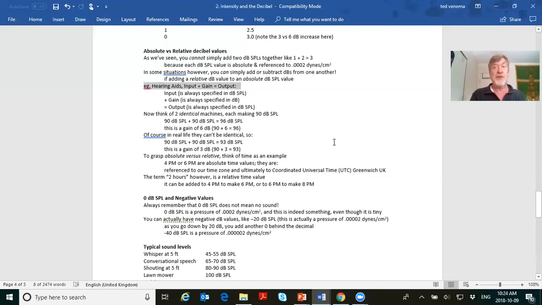And in hearing aids, we do this all the time. Input to the sound coming into a hearing aid. So let me pull out a hearing aid here. Sound coming into a hearing aid microphone. The mic is at the top. Sound coming into the mic, be it traffic, be it my voice, whatever, that's the input. That's always dB SPL. Whatever it is, call it X.